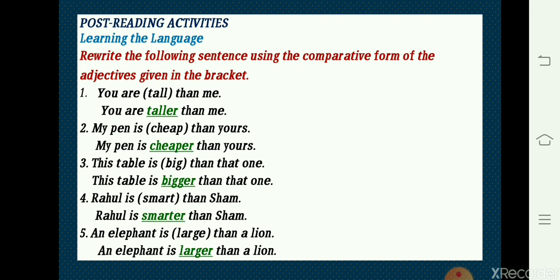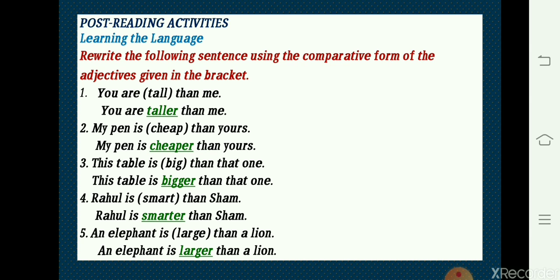We were right, dear students. You and I, we have done it well. So for the second sentence, the right answer is, my pen is cheaper than yours. It means it cost me less than the cost of your pen. Number 3, this table is bigger than that one. It means we have two tables and we are comparing those tables. And this table which is near me, it is bigger.